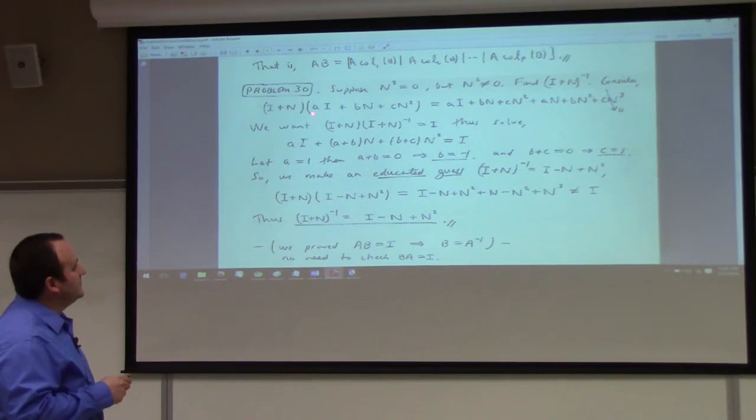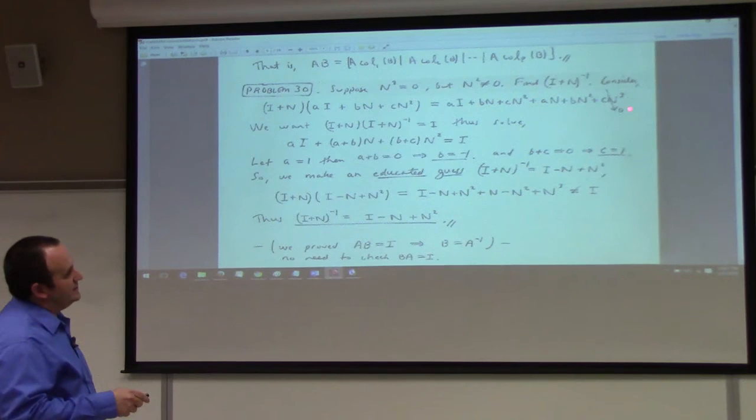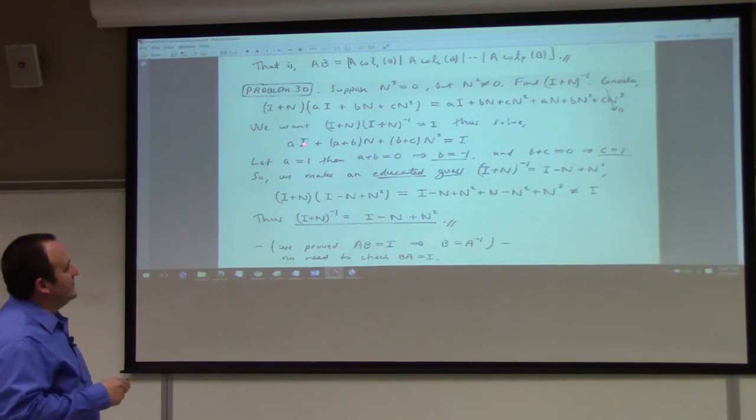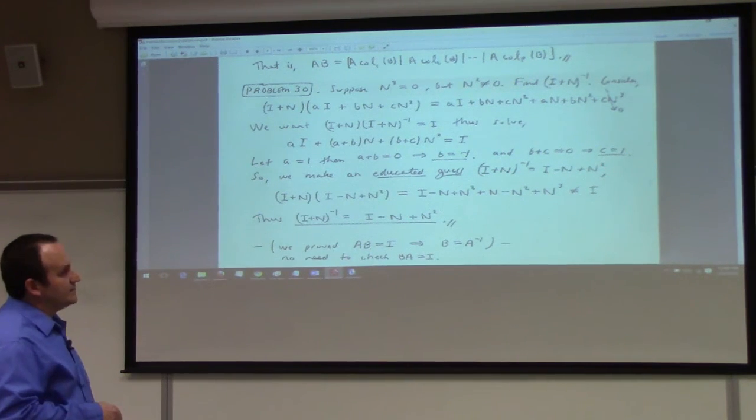Like I said, try this as a template. If you multiply this out, you get that. Of course, n cubed is 0. And so you collect terms. You've got like A plus B, and B plus C. What can make this work is A equals 1, and I want this to be 0, and I want that to be 0. Then I'd have this equation working. So it suggests I make an educated guess that the inverse of I plus n is I minus n plus n squared.